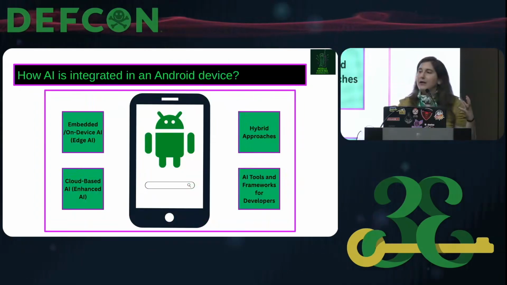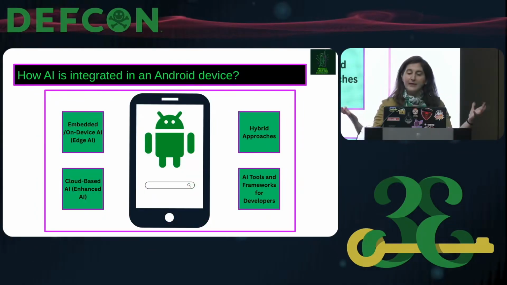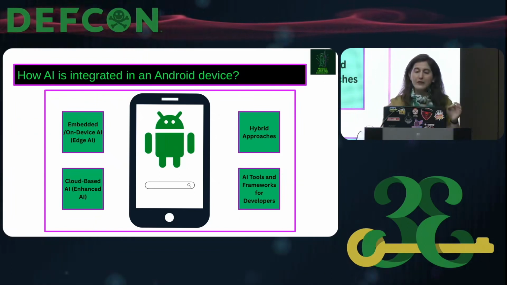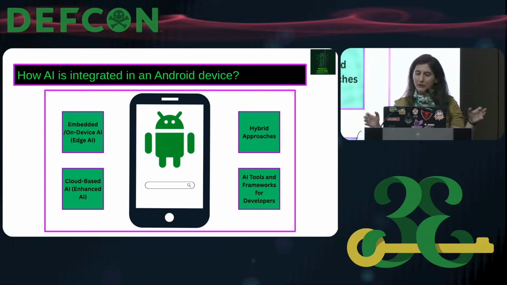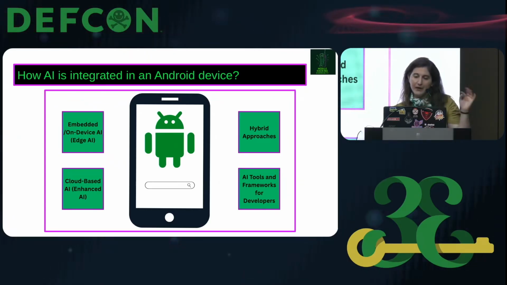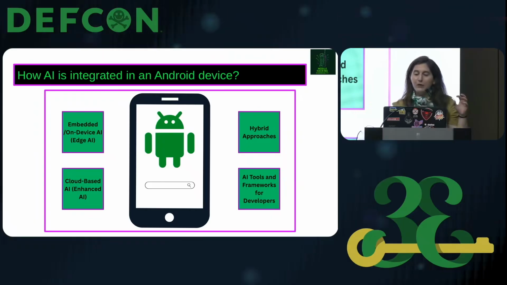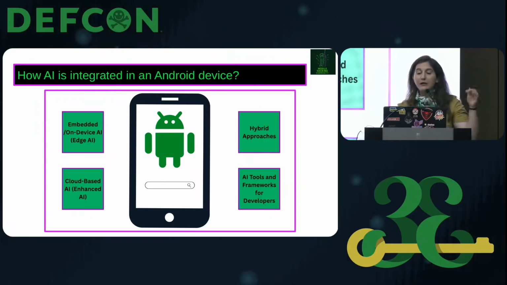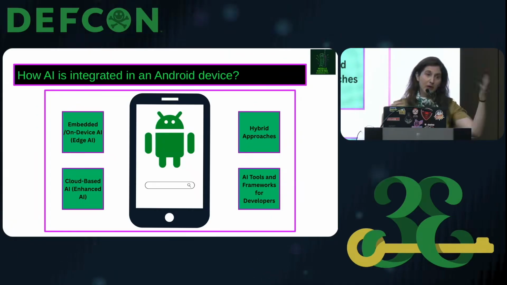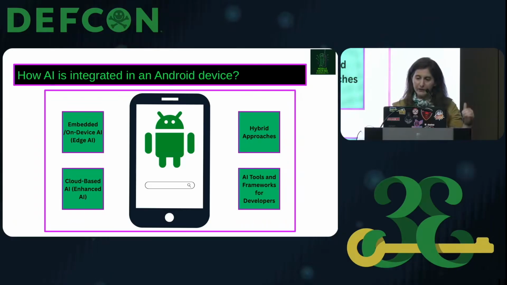So now let's see how AI is actually built into Android and mobile devices. There are essentially four main ways this works. First, we have what's called embedded or on-device AI. That is where AI models run directly on your Android device's hardware, without needing to send any data to the cloud. So this is on-device.